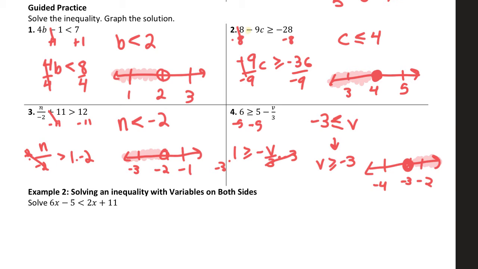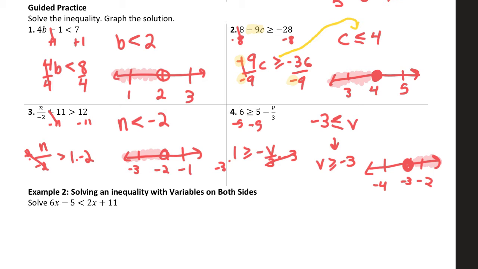It's knowing that this is negative 9c. That negative sign is important because this becomes negative 9c. I divide both sides by negative 9. That causes me to flip the sign. That's why it goes from greater than or equal to, to less than or equal to.